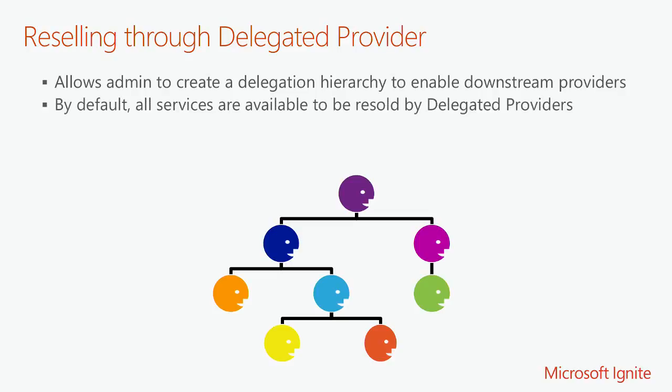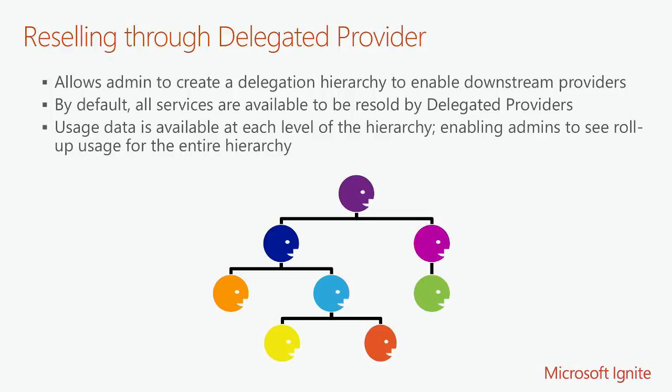Basically, all the services you onboard on the Azure Stack could be resold, could be delegated to the downstream providers. Also, at each level, the downstream providers can collect the usage and bill their customer. As a service admin, you can also roll up the usage data.